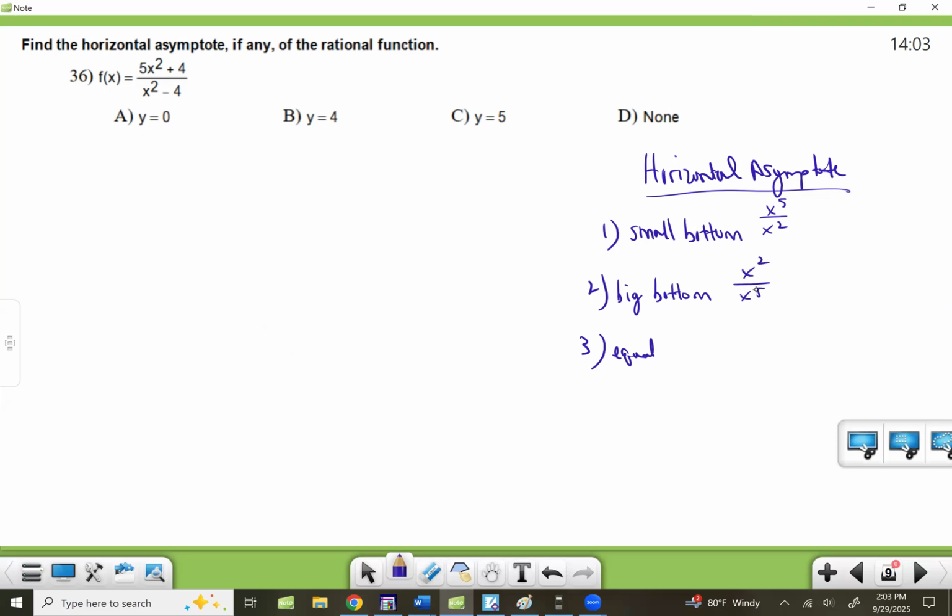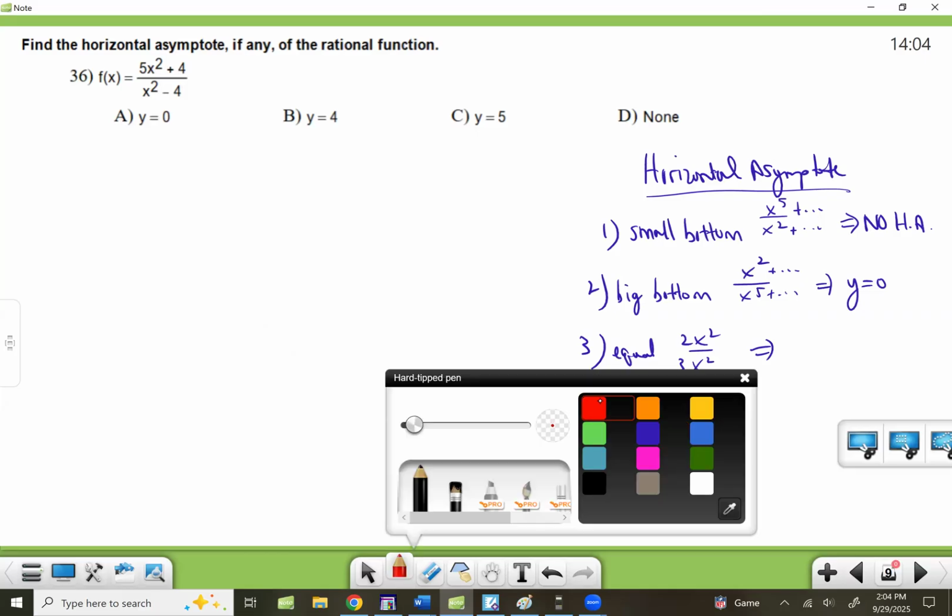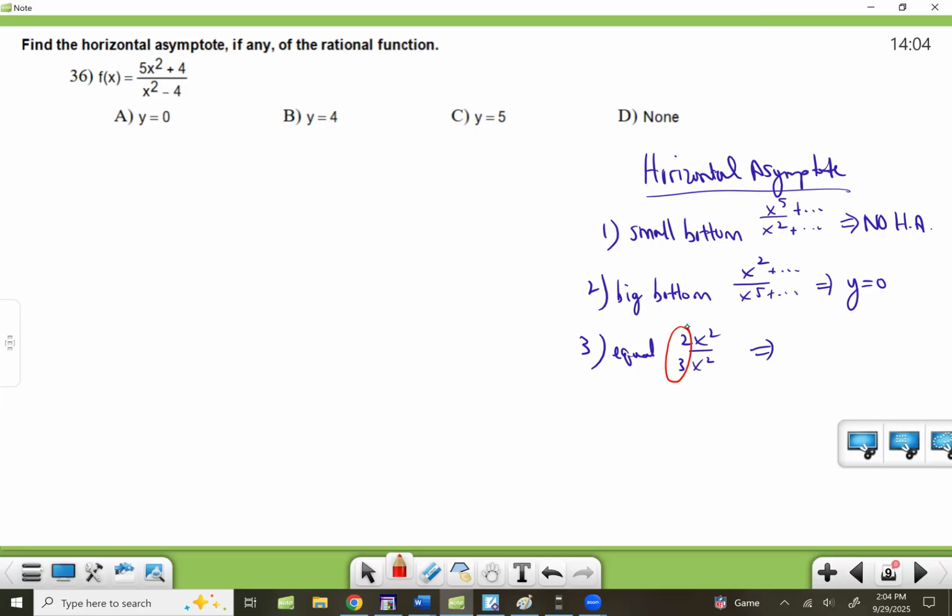We're comparing highest exponents. There might be more, plus blah, blah, blah, but we don't care about that. We're just going to look at the highest for each. Or maybe they're equal, maybe you have an x squared on top of it. In the case of small bottom, there is no horizontal asymptote. In the case of big bottom, it's the x-axis, y equals 0. In the case that they're equal, let me put some coefficients here just to make this interesting. Let's say we have 2/3, then it's going to be a ratio of the leading coefficients. So that's going to be your answer, y equals 2/3.